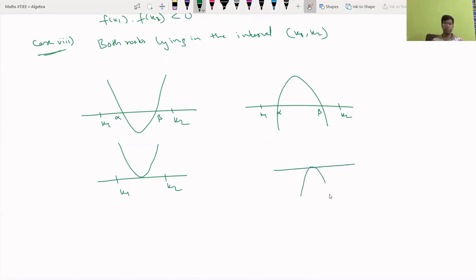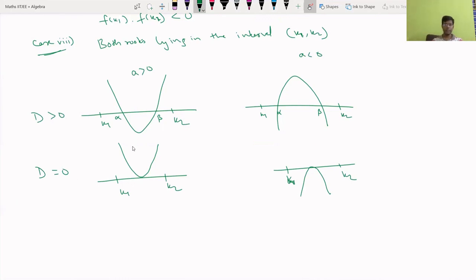In this case, it will be like this. It's K1 and this is K2. Okay, so this is the case when my A is greater than 0, and this is the case when A is less than 0. And this is the case when discriminant is greater than 0. And this is when discriminant is equal to 0.